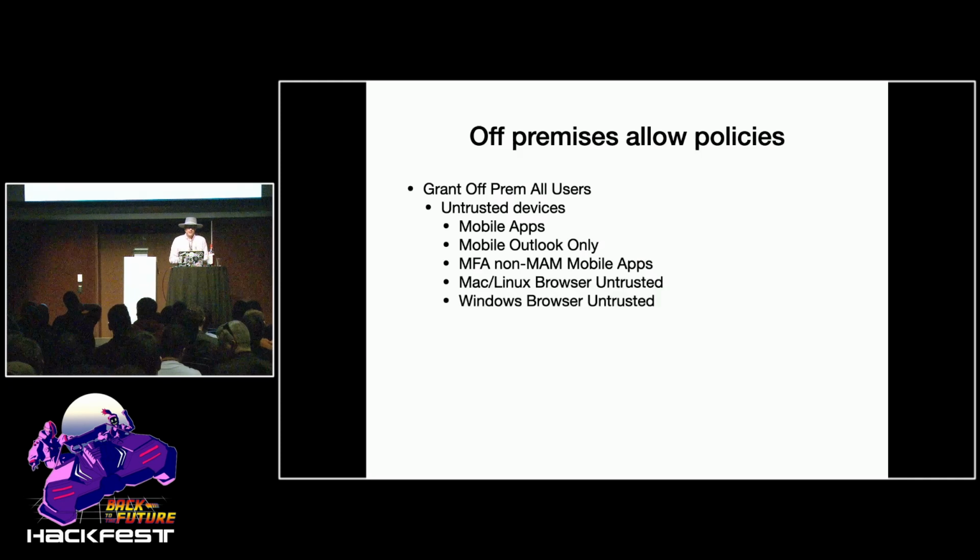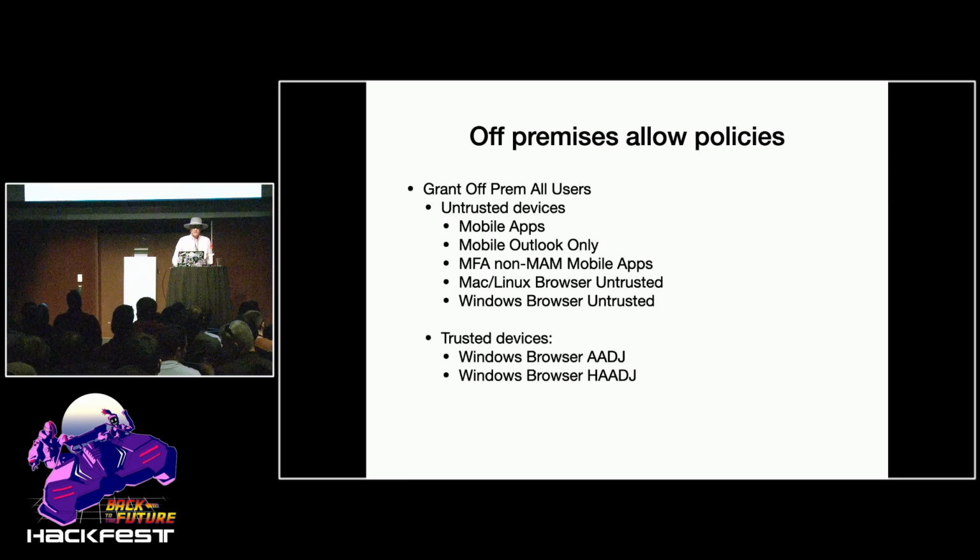Mac and Linux and Windows browsers on untrusted devices: short sign-in frequency, requires MFA, no downloads. We talked about those before. Trusted devices. So Windows browsers on Azure AD, so now Entra ID joined and Hybrid Entra joined. If those devices are compliant, they've got encryption, they've got all those tools, you've gone through all of these things to make sure that they're working the way that you expect them to, you know what?